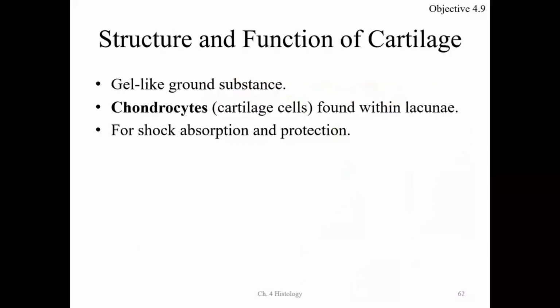Now, cartilage is going to have a gel-like ground substance. The cells, instead of being called osteocytes, are called chondrocytes. They're in lacuna as well, and they're for shock absorption. I like to think about these chondrocytes and the lacuna. I like to think it makes cartilage look like a block of Swiss cheese, where all these little gas bubbles form from the bacteria that help make the cheese.